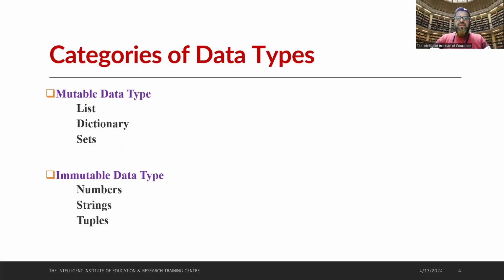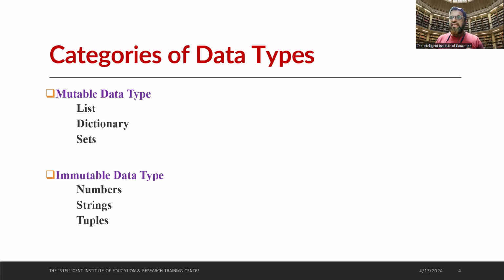Let's go to the next. Now all these data types I have categorized in a different way. Before starting that, there are 2 types of data. Number one is called mutable, and number two is called immutable, right? Mutable means that we can change, modify, and update. So I have categorized into one form: list, dictionary, and sets.